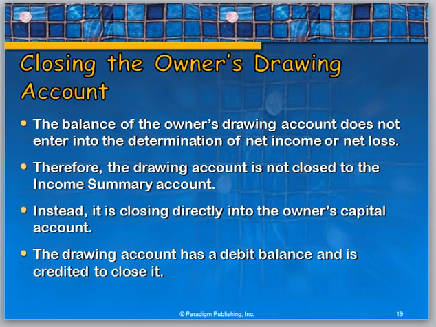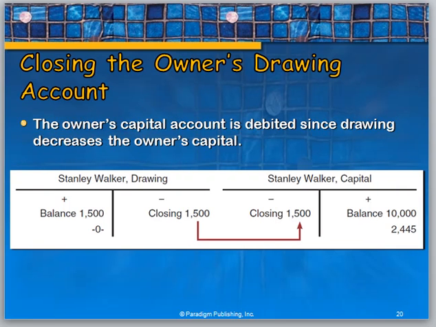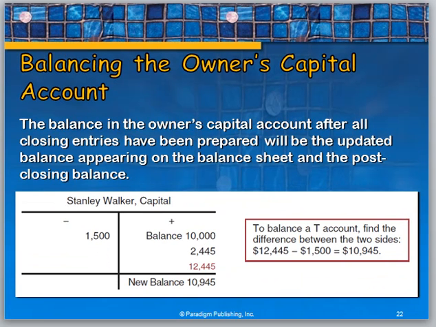The drawing account has a normal debit balance, so you have to credit it to close it and bring the account to zero. So you see on this example, the drawing account had a $1,500 debit balance. We credited it for $1,500. So then, because there's a debit for every credit, we have to debit the capital account. Does that make sense?